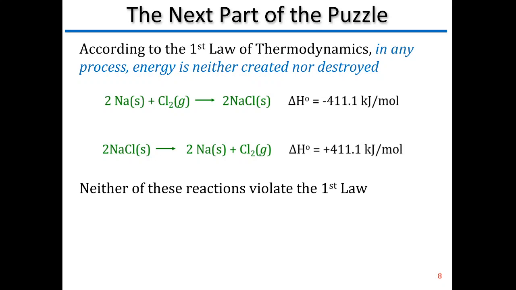Then we have sodium chloride breaking into sodium and chlorine. And they give us a delta H value here. So delta H is equal to a positive 411.1 kilojoules per mole. So notice here we have a positive symbol. Here we have a negative symbol. So equal magnitude, but the opposite sign.